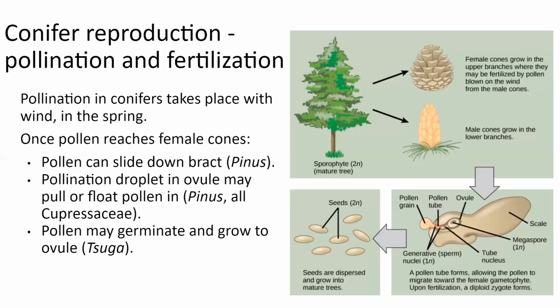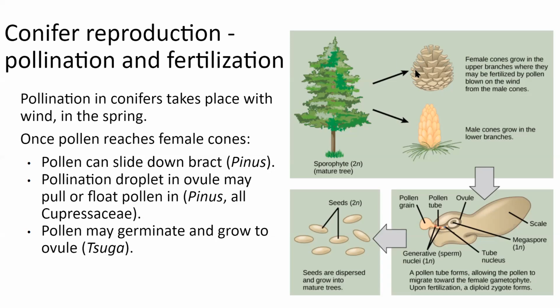So how does pollination work for conifers? All conifers are pollinated by the wind. And so you have this big release of pollen from the male cones that grow in these lower branches. And like I said, the pollen is really small and lightweight, so it can travel great distances. And the female cones are up at the tops of the trees, so they can receive pollen that's blown in on the wind.